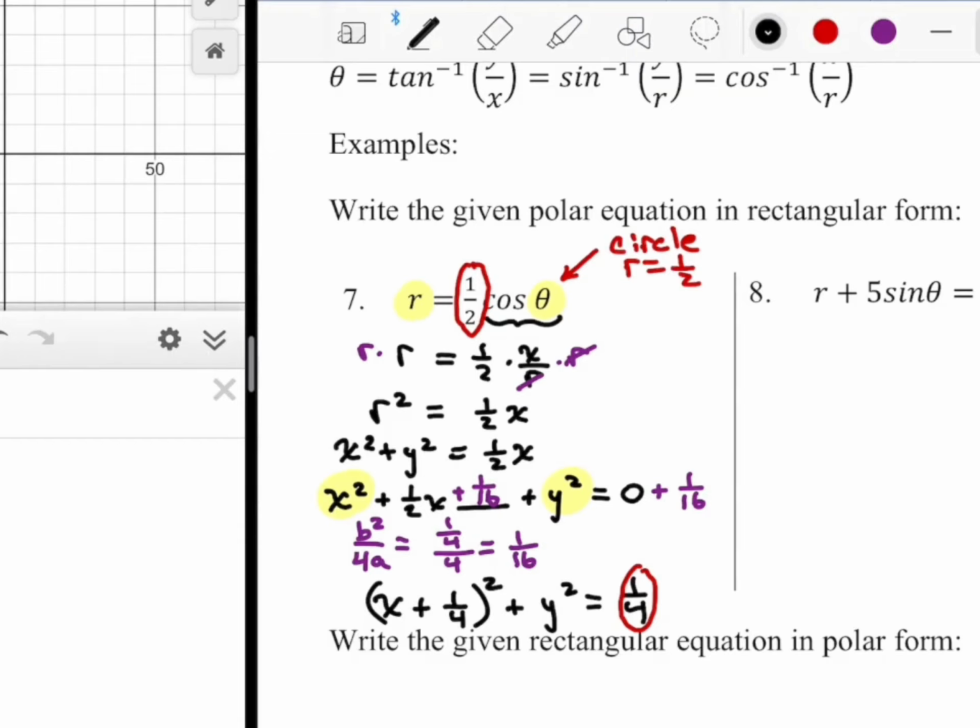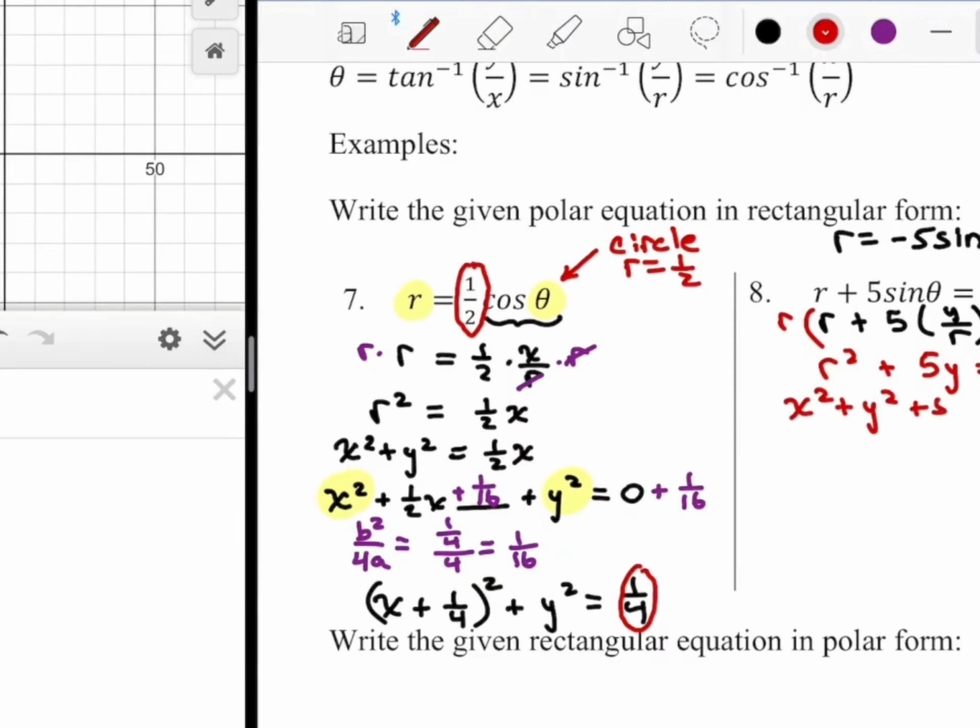All right, so I'm going to rewrite it up here as r equals -5 sine of theta. But I do want to keep it in this form for my substitution. 5 y over r is what sine is equal to. I'm going to multiply everything by r. So r squared plus 5y is equal to 0. x squared plus y squared plus 5y. I'll leave a space to complete the square.